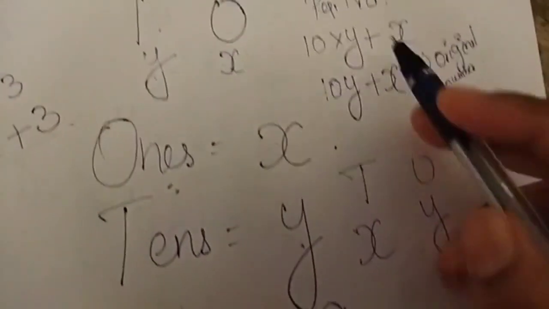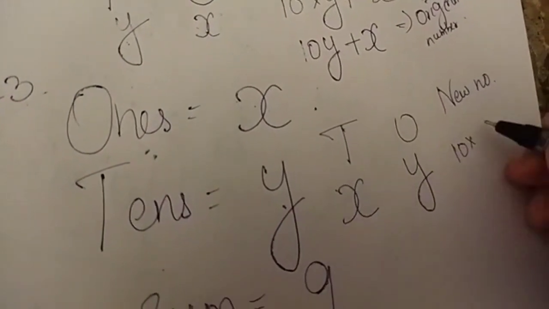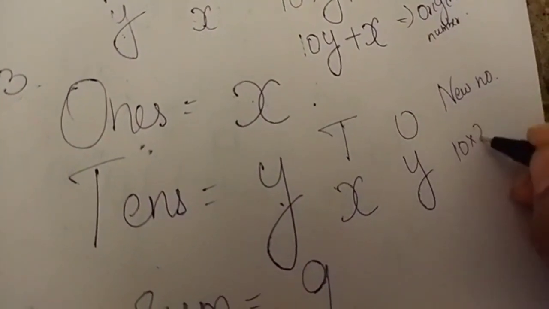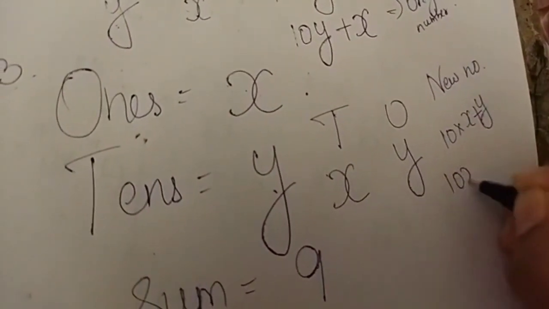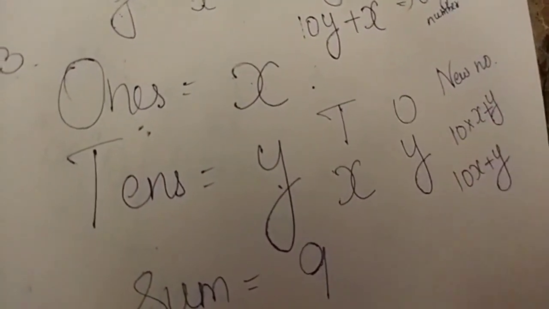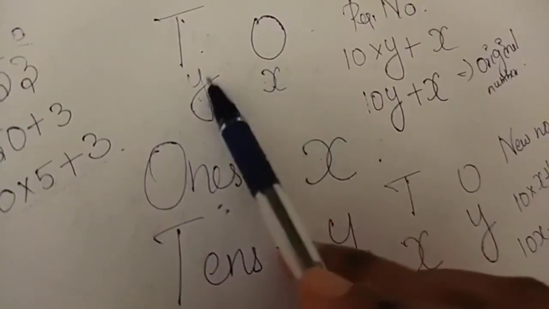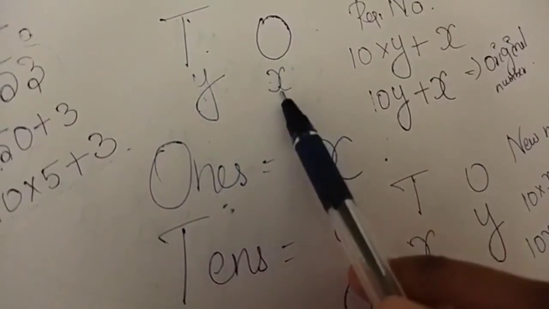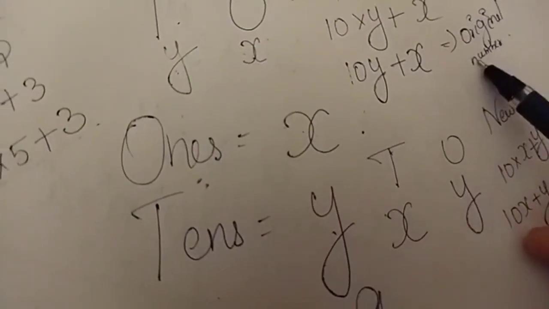New number, again the same way: 10 into the tens digit x plus ones digit y, that is 10x plus y. Listen carefully. What is given? Tens digit y and ones digit x means the required number is 10y plus x. This is the original number.